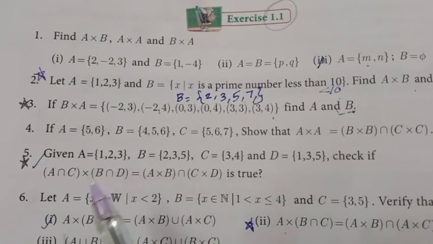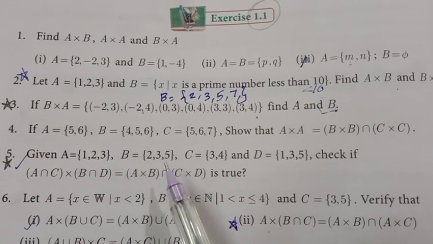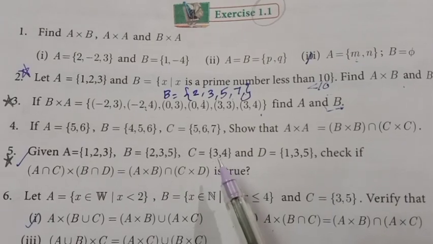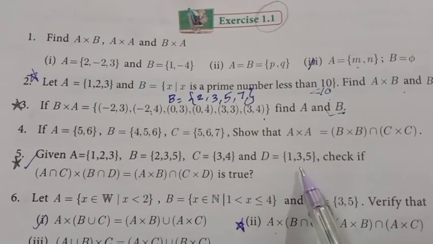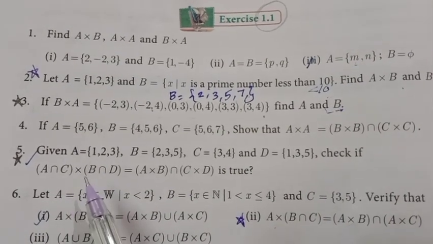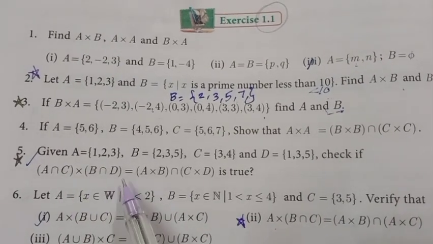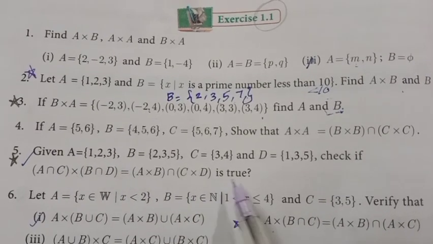Next, exercise 1.1 fifth question. Given A is equal to set of all 1, 2, 3, B equal to set of all 2, 3, 5, C is equal to set of all 3, 4 and D is equal to set of all 1, 3, 5. Check if A intersection C cross B intersection D is equal to A cross B intersection C cross D is true.